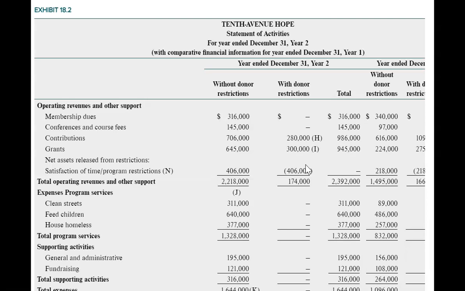So they will spend those donations, but they cannot directly spend any money from these with-restriction amounts, so they will reclassify. That means they will move that amount from with restrictions to without restrictions. So you will see the amount is $406,000. That means restrictions are fulfilled, and they reclassified it, moved it from with restriction to without restrictions, and then they spend it.